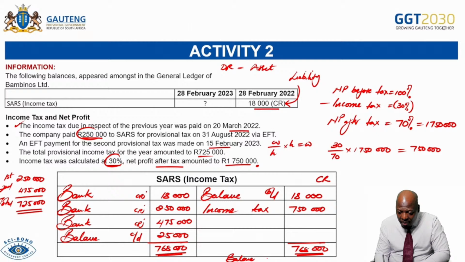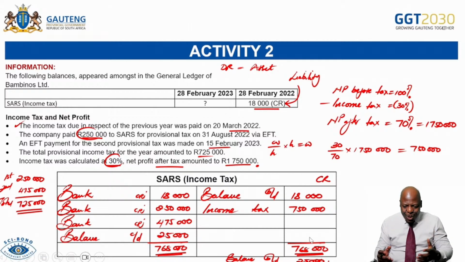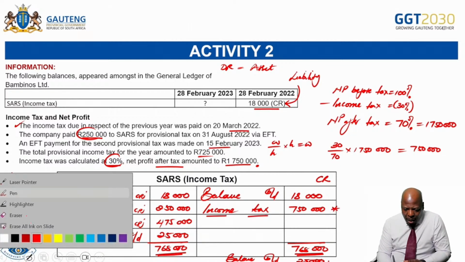Let me see if I can squeeze it down there. Balance brought down. That is your 25,000. Managed to squeeze it in. Can you see that? Okay, so that becomes your SARS income tax. But then I need to show you how to record this amount now in this account that we called income tax.